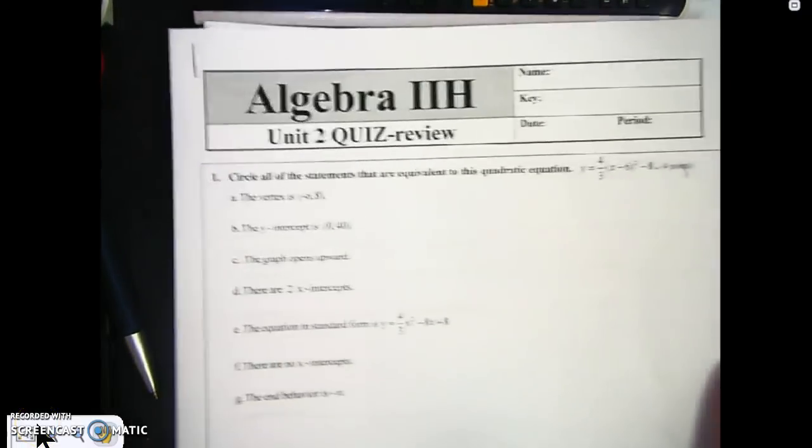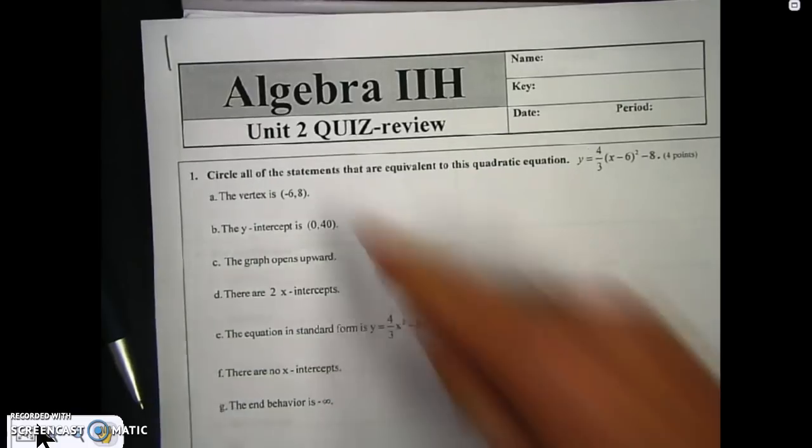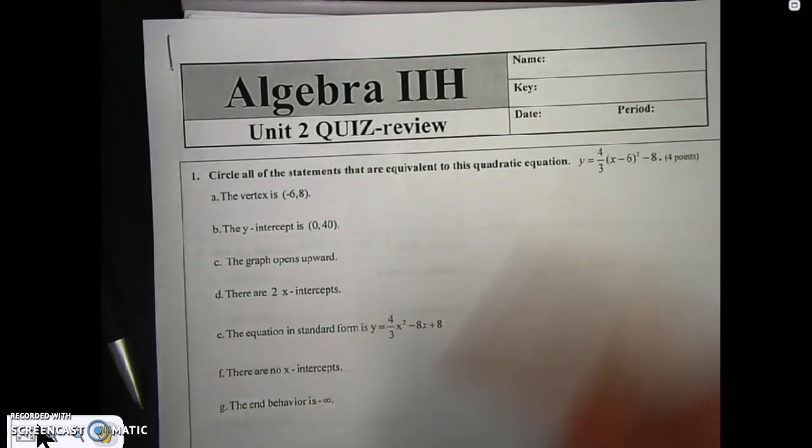So the first one is worth 4 points. It's not worth 4 points because there are 4 answers. It's worth 4 points based on what I want to see.